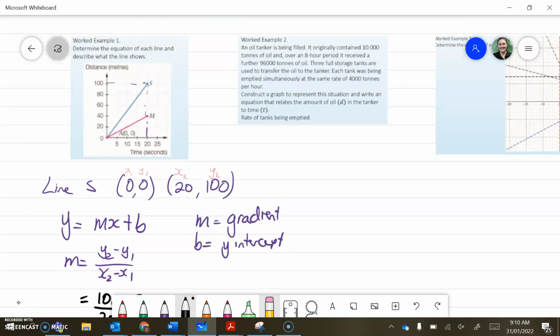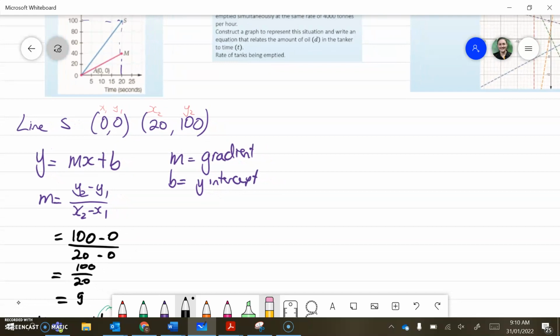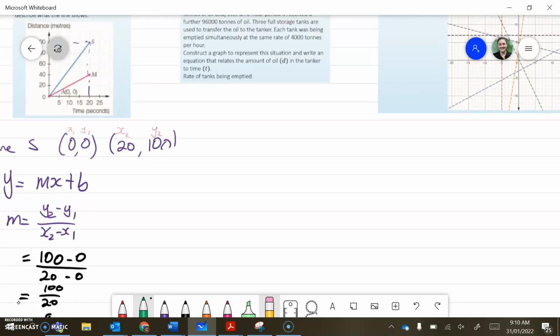Now, my second line is line M. So I'm just going to erase this little bit here. So line M, the coordinates I'm going to use, again, 0, 0, and then I've got 20, 40.